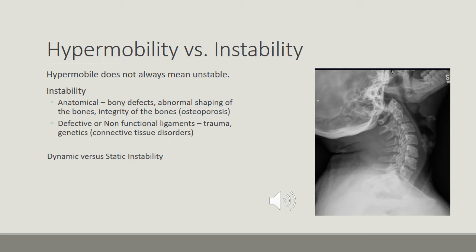And then you have dynamic versus static instability. So, without movement, are you unstable? Is something going on that's causing compression or a kink in the brainstem even when not moving? Or is most of your instability potentially with movement, which they call dynamic instability? So again, things to be explored by your doctor that's investigating it for you, but there are different ways that you can be unstable, and you can also just be hypermobile as well.